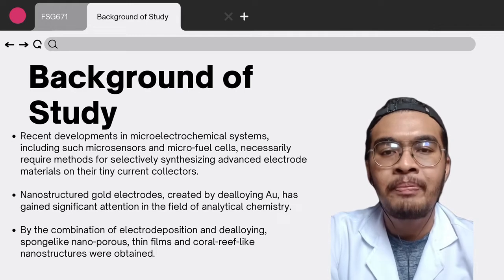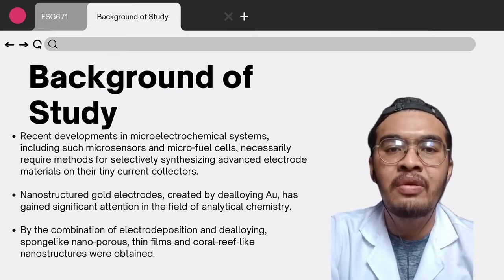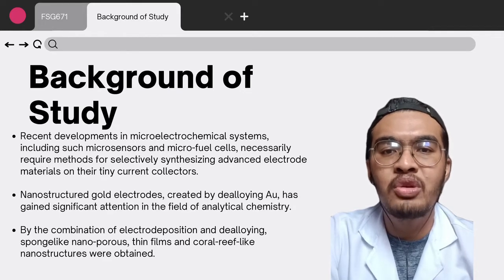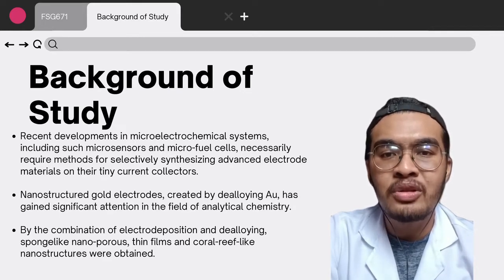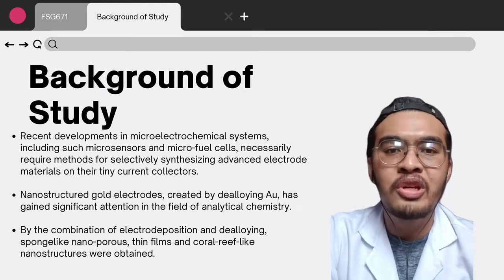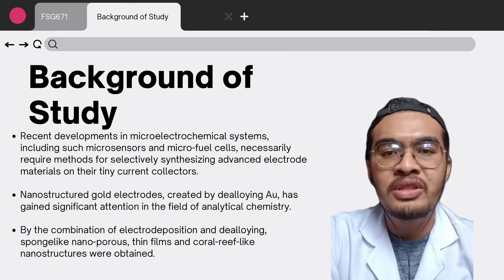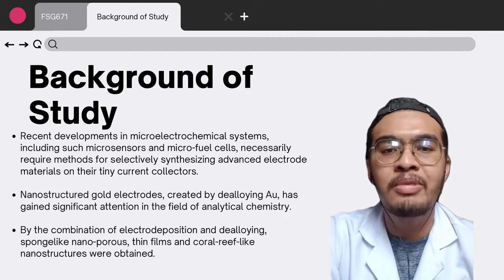chemical sensors. Nanostructured gold electrodes are reviewed specifically as they are related to the development of immunosensors, enzyme-based biosensors, DNA sensors, Raman sensors, and small molecule sensors. By the combination of electrodeposition and dealloying, sponge-like nanoporous thin films and coral reef-like nanostructures can be obtained.